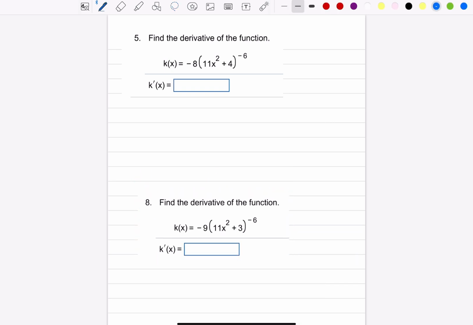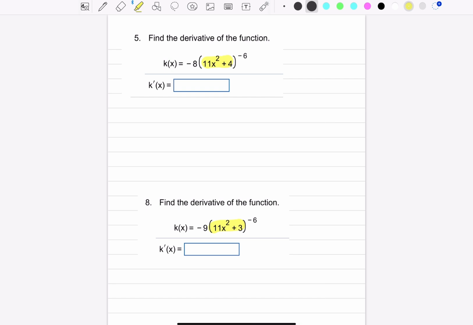Number 5, find the derivative of the function k of x equals negative 8 times 11x squared plus 4 to the negative 6. Find k prime of x. Well, this is a power rule and a chain rule. Why? Because the base has a derivative. The base has a derivative.